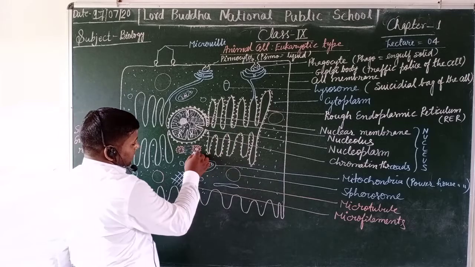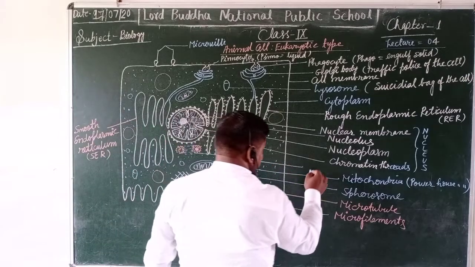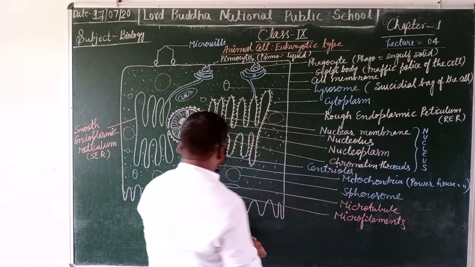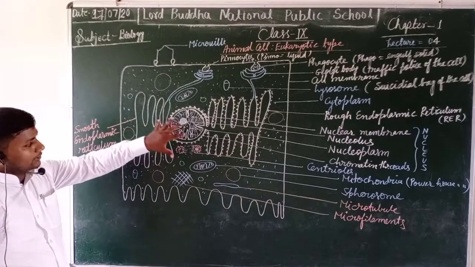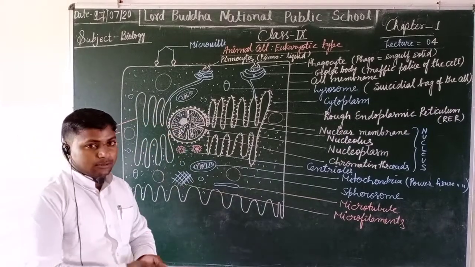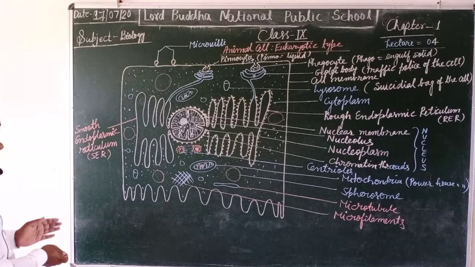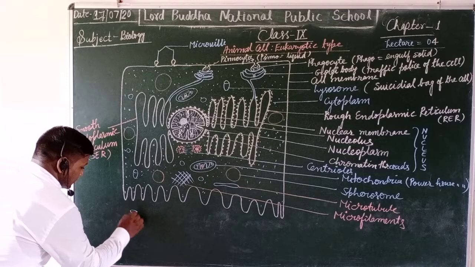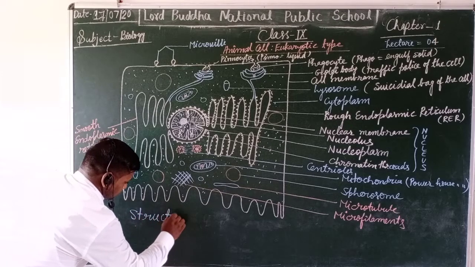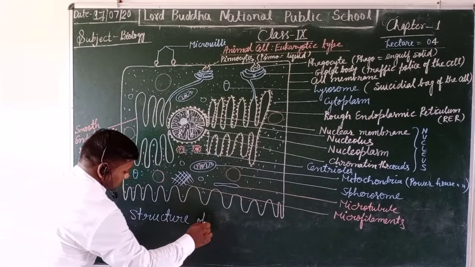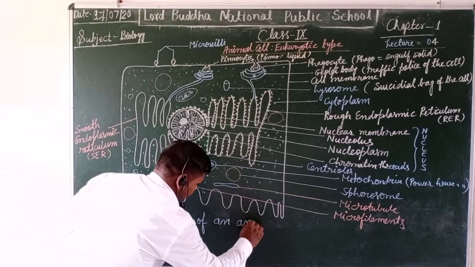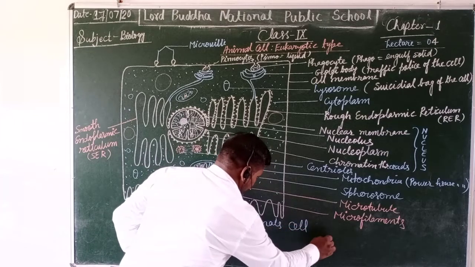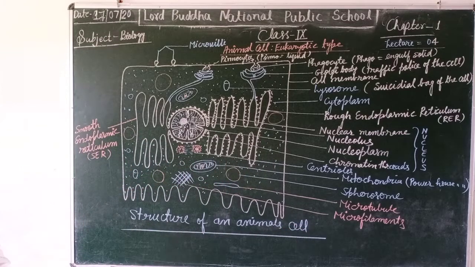And another most peculiar feature of the animal cell is the presence of centrioles. These only appear during the process of cell division or the division of the nucleus. Okay, students, this is the structure of an animal cell. All the higher animals possess this type of structure.